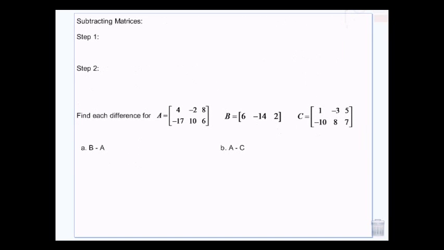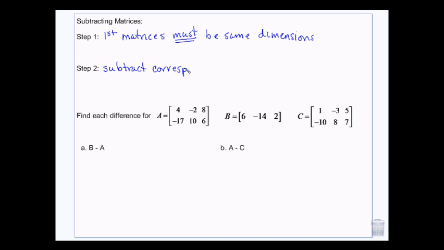Not too bad. It's much like adding matrices. First, the matrices must be the same size. So if you have two different size matrices, you can't subtract, just like you can't add. And then step 2 is you subtract corresponding elements. So the same as adding, except you're subtracting.